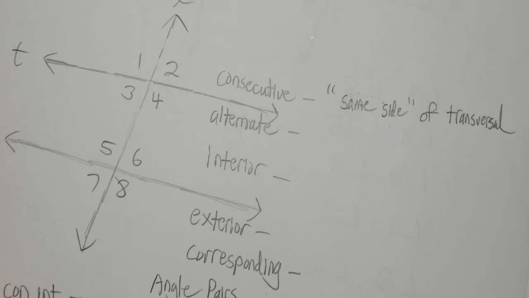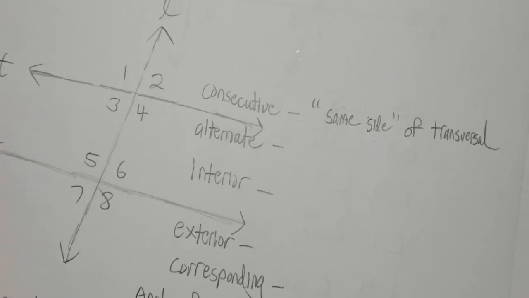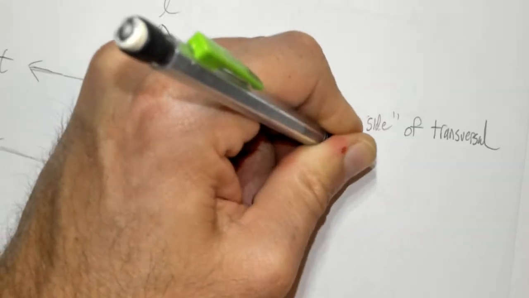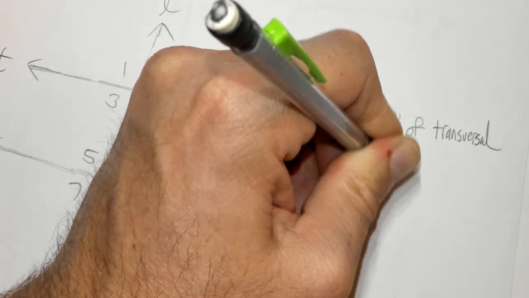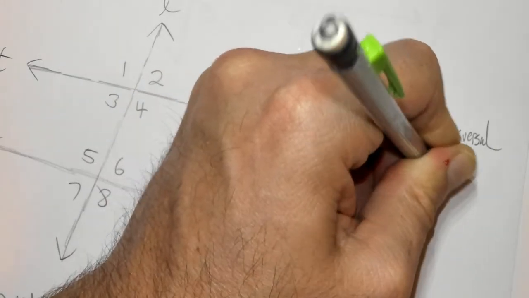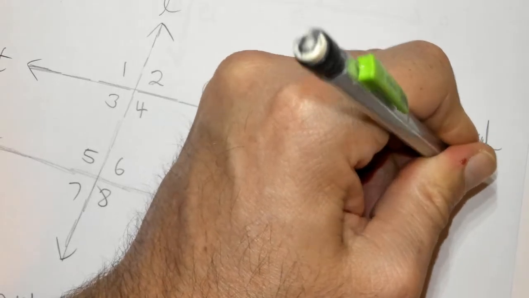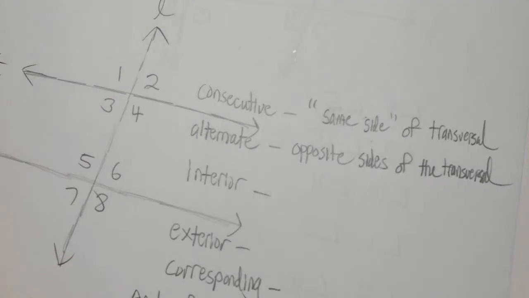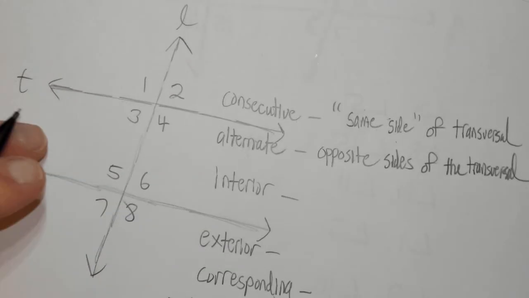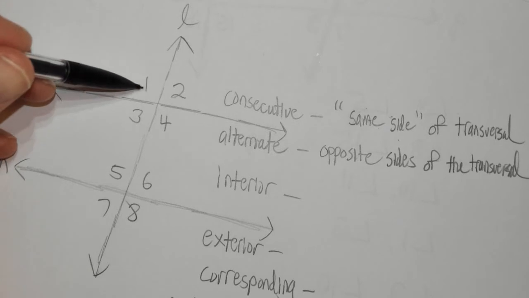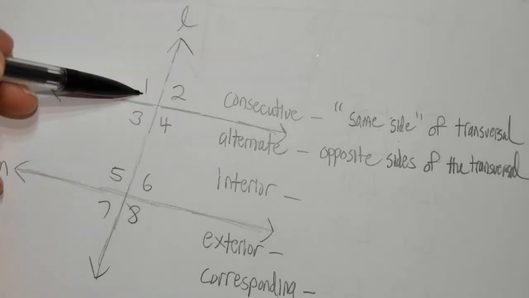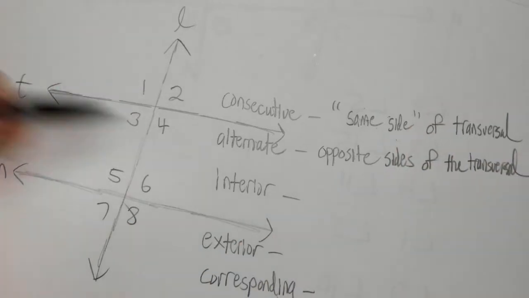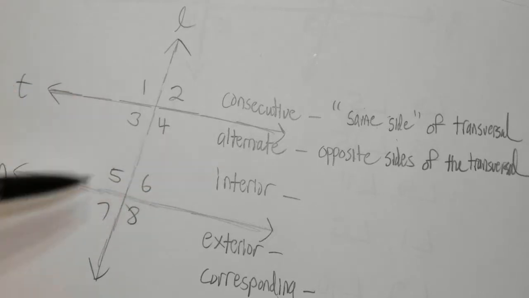Same side means consecutive. Now, alternate means opposite sides of the transversal. For example, 1 is on the left-hand side of the transversal, and 8 is on the right-hand side of the transversal. So they would be considered opposite. So those are alternate angles.